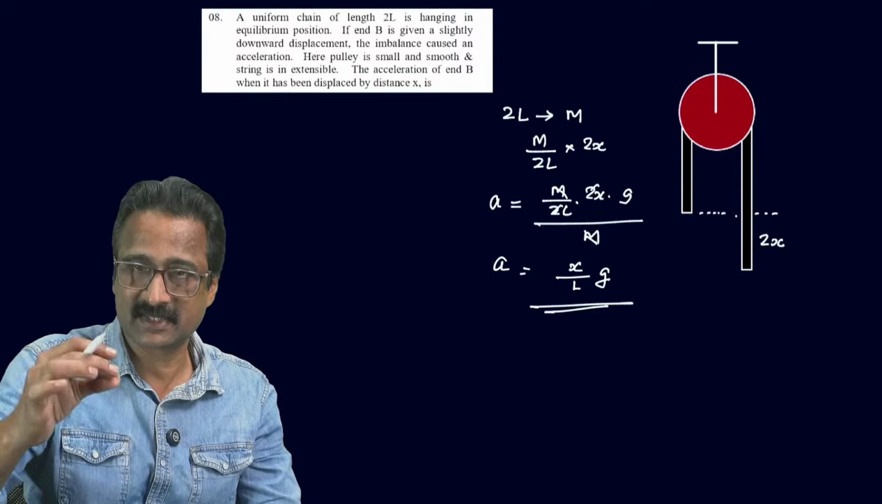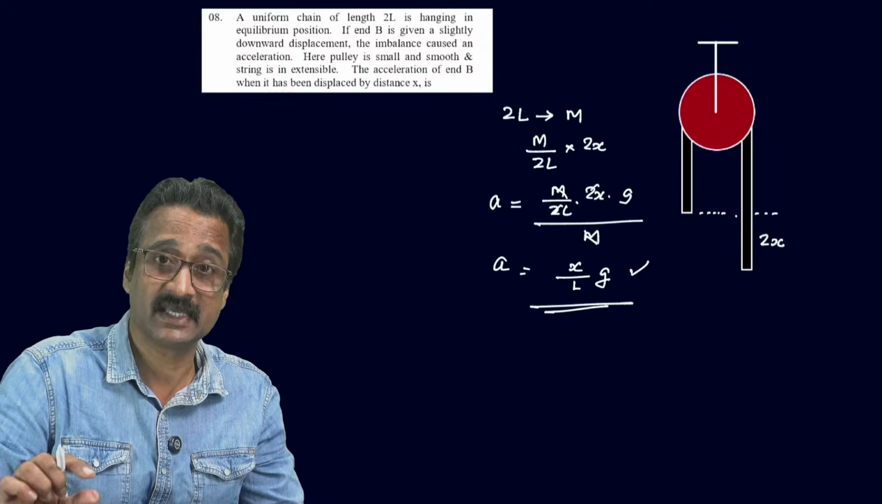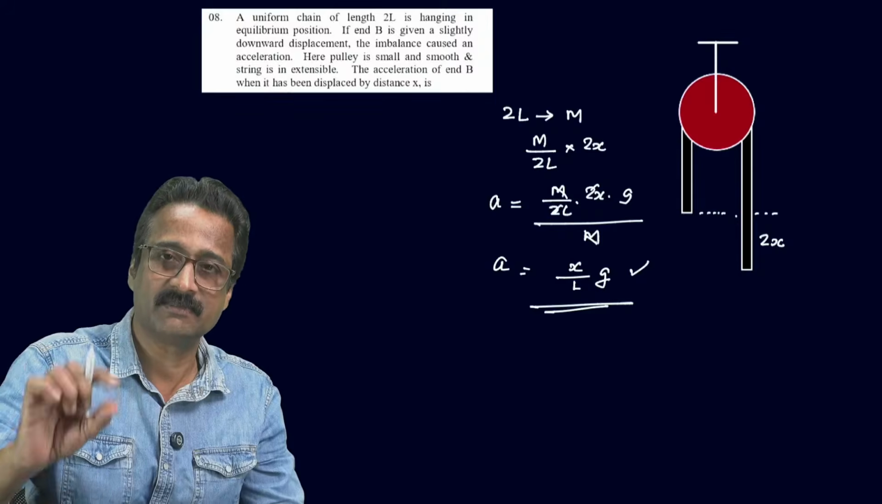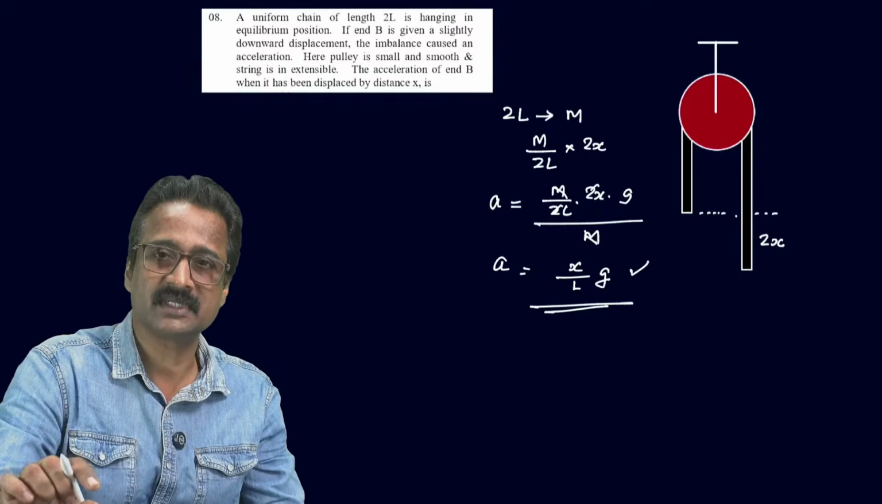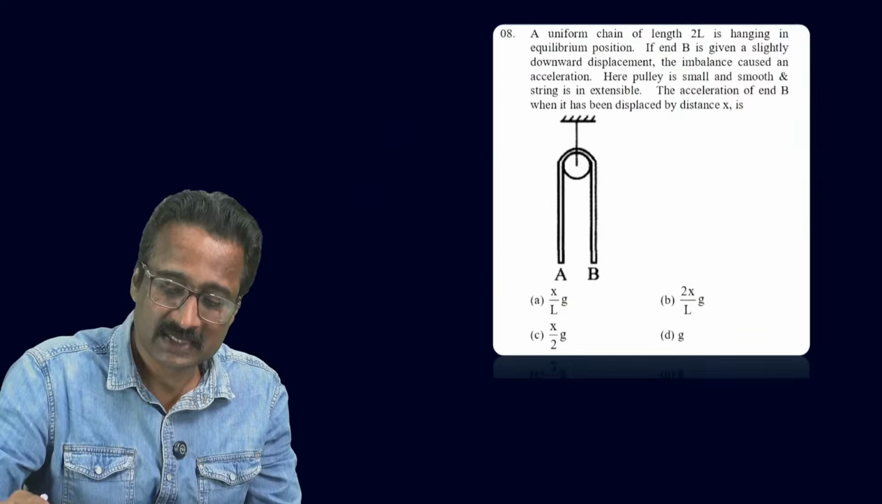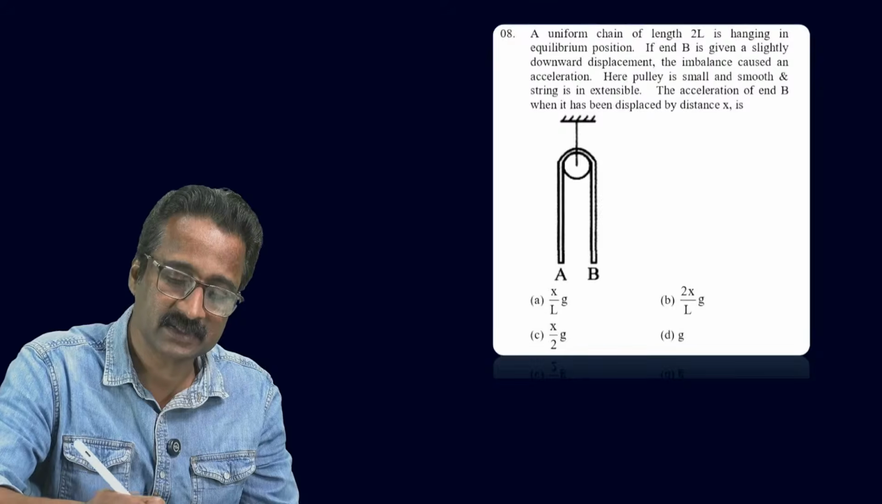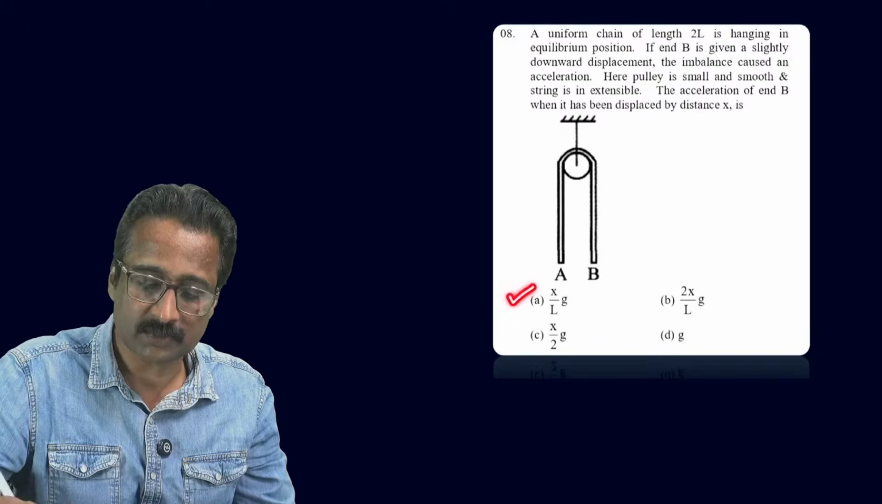When x is a distance through which one end is pulled, that moment this will be the acceleration. This is the instantaneous acceleration. Remember, 1 microsecond later, it will be a different acceleration because the length difference is growing. So the acceleration keeps on increasing also. Anyway, in our question, the answer is x by Lg. So please go with option A.